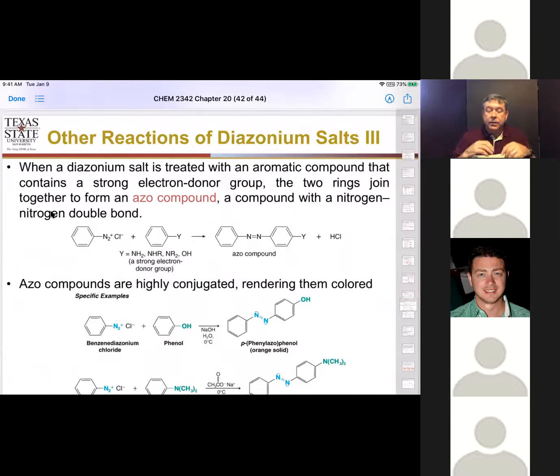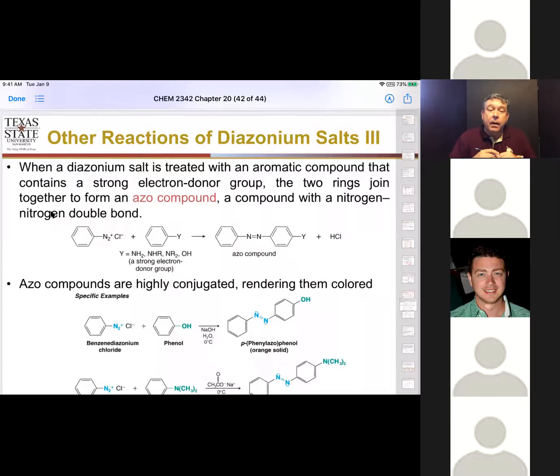Well, it turns out you can attack it with any group that can be considered nucleophilic. One of the things we can also do is to use it as an electrophile. So it has a partially positive charge on the end of it. So you can actually react benzene with the diazonium salt to generate an azo compound.